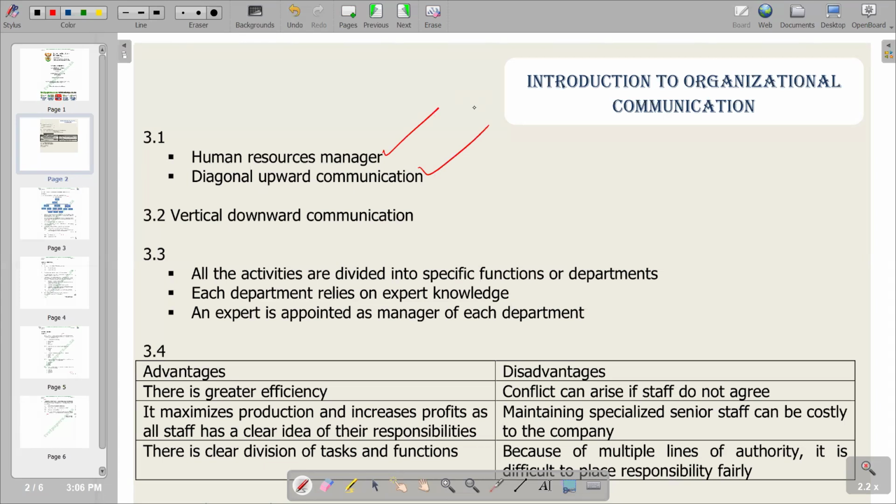Diagonal upward communication basically involves a direct dialogue between employees of different ranks who are not in the same chain of command, to share information that cuts across different levels and departments. So this is just a scenario that we are having according to this question. So we go to the next question.